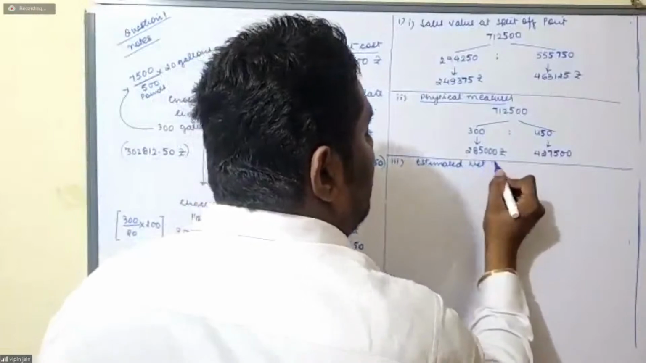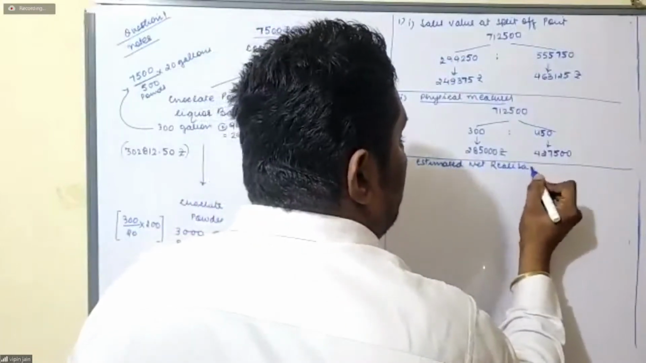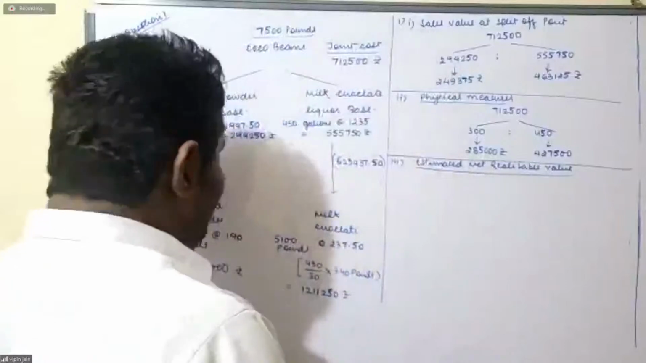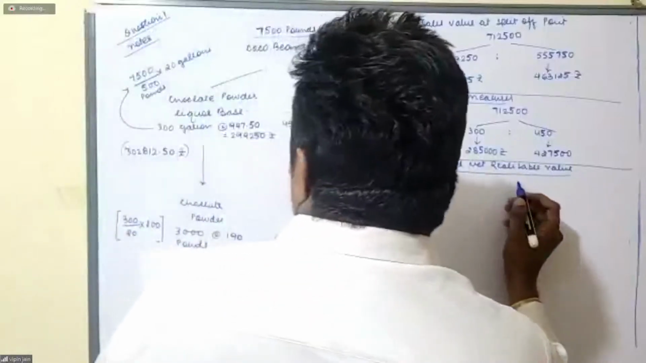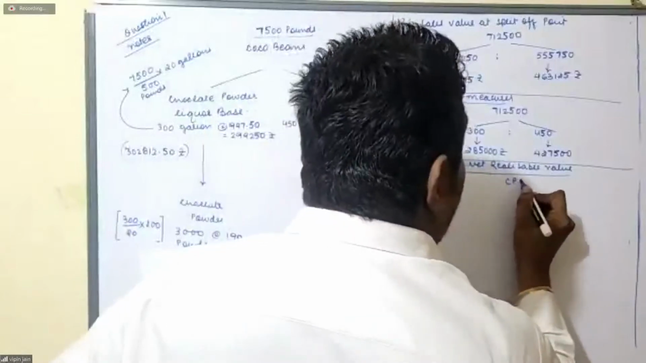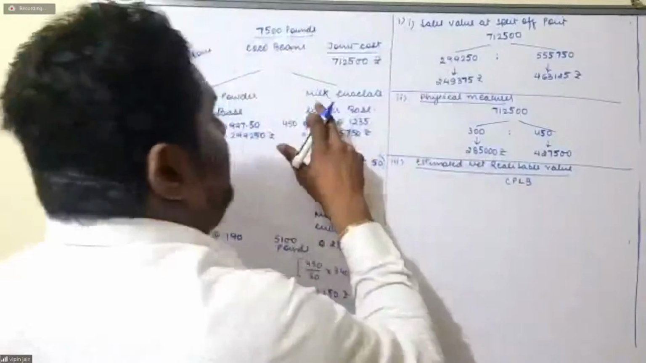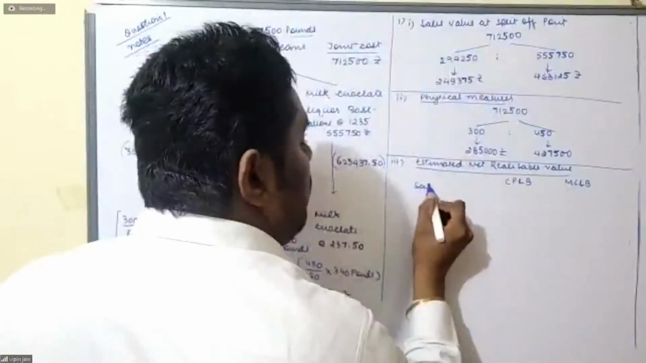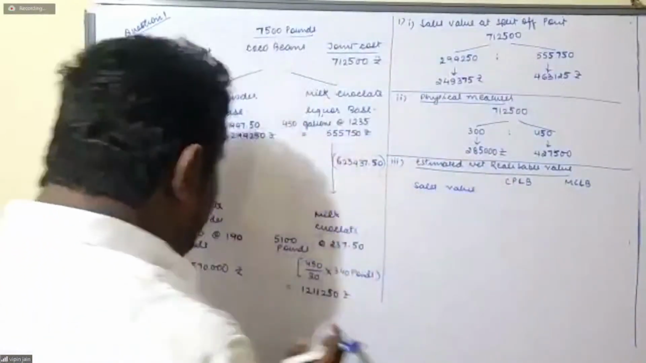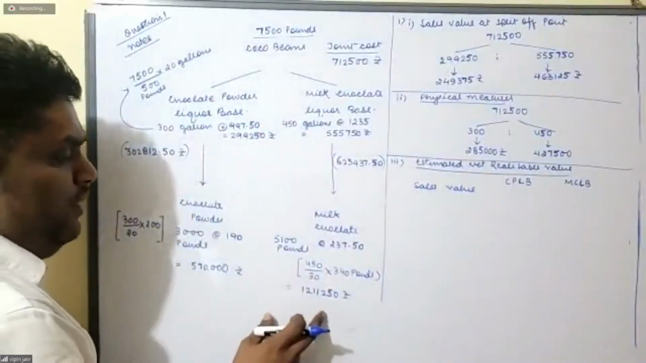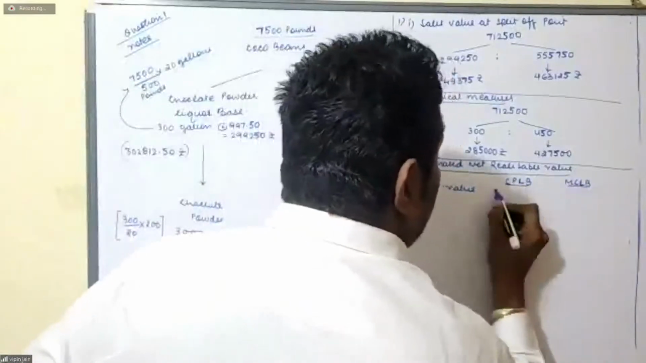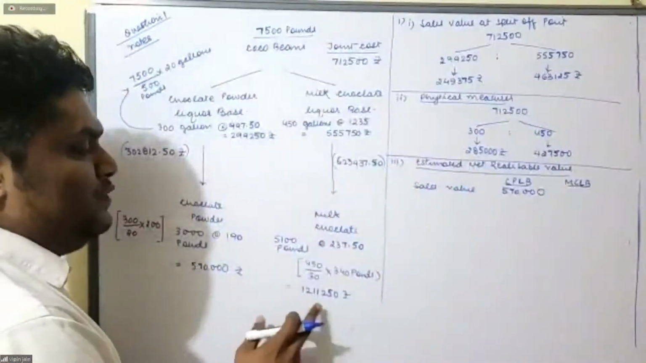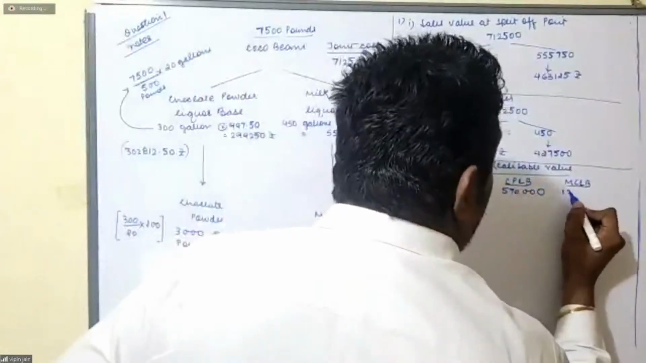So let's calculate the NRV of chocolate powder liquor base CPLB and milk chocolate liquor base. In this, first we will take the sales value of chocolate powder and milk chocolate, that is 5,70,000, the final sales value, and 12,11,250.